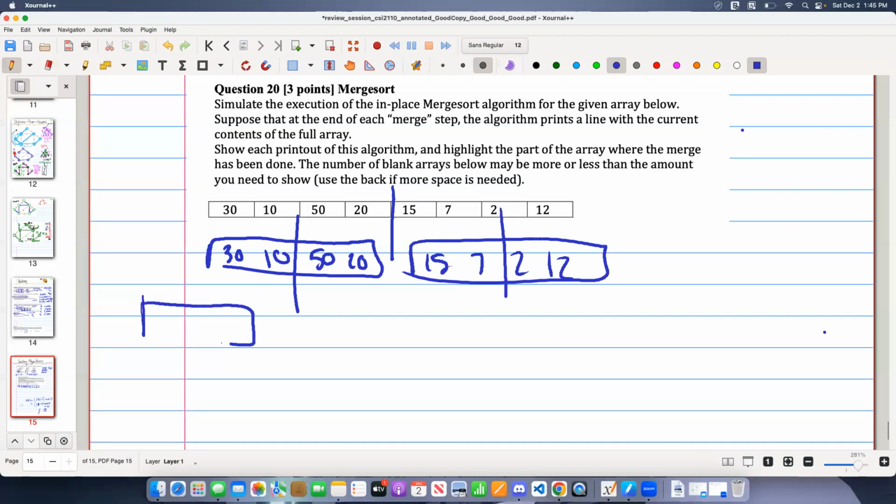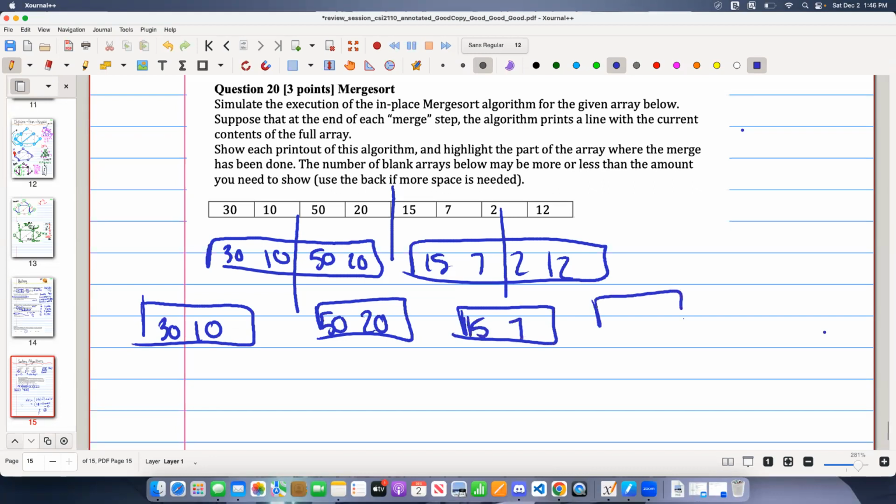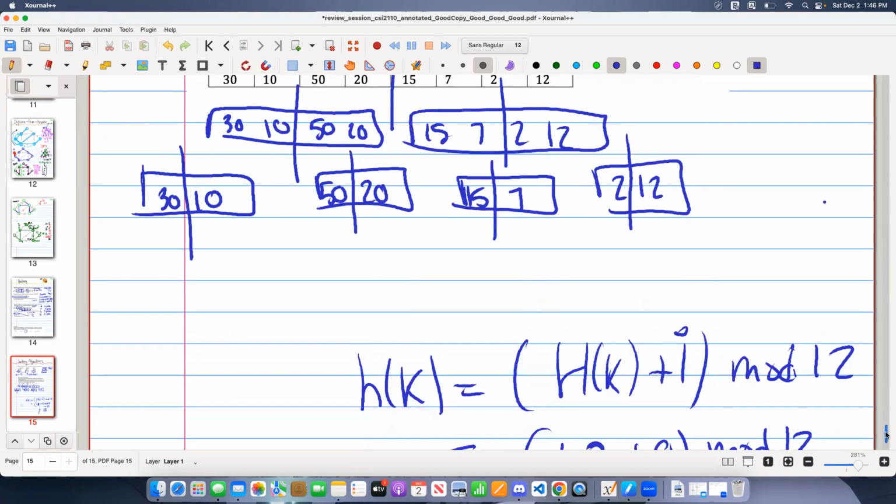So now you have 30, 10, 50, and 20. And then you have 15, 7, 12, and 2. Okay, are you done yet? No, you have to continue splitting. You split until you reach a base case, which is if you have no nodes or 1.